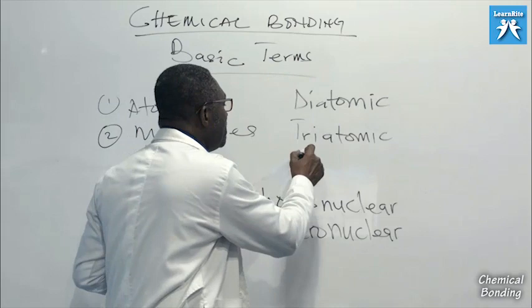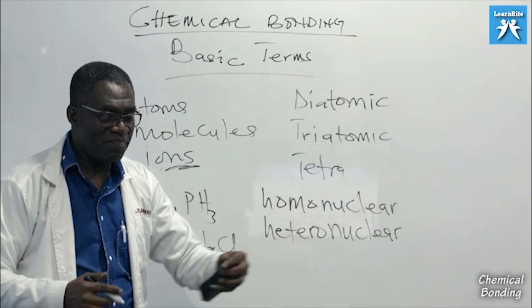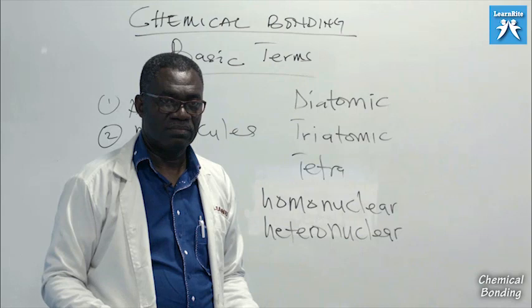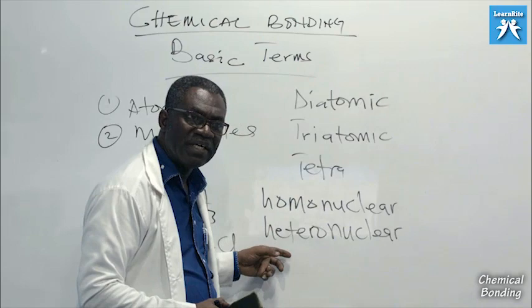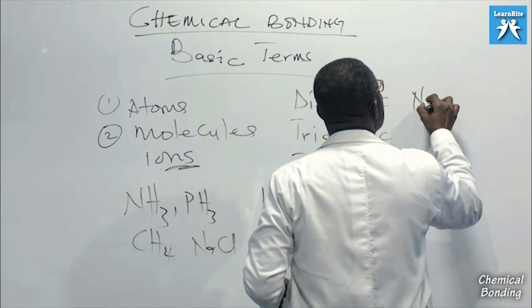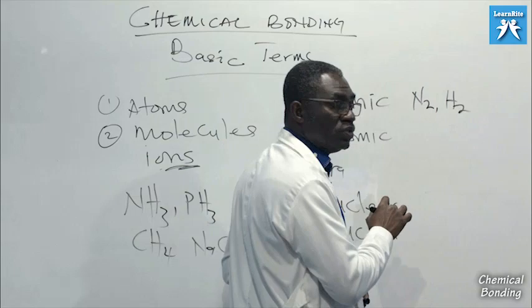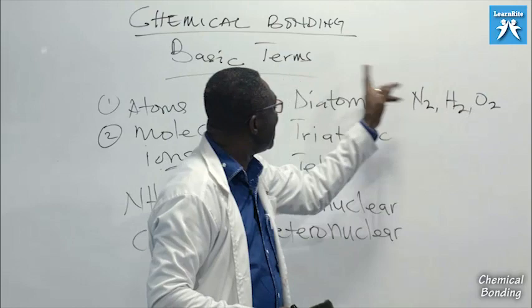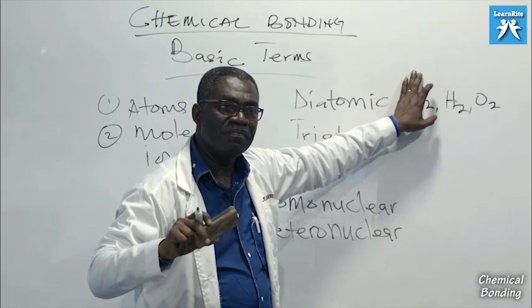So if they say diatomic, it means that you have a molecule which consists of two atoms. Here, it does not specify whether it is the same atom or a different atom. Whether they are the same or different, the di is referring to the number of atoms in the molecule. So for diatomic, I can write examples as nitrogen molecule, hydrogen molecule, oxygen molecule. Here, they are homonuclear diatomic molecules. Homonuclear meaning that they are the same, but what is the number of atoms in there? There are two. So homonuclear diatomic molecules.